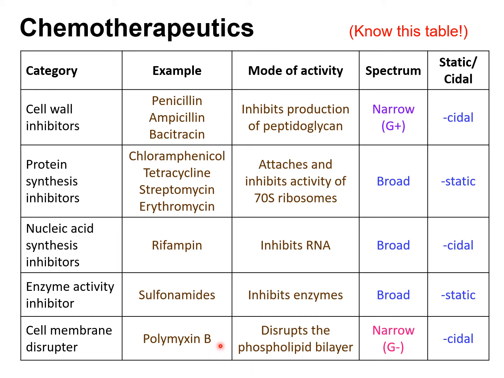Polymyxin B, one thing to know about them is they work, by the way, really well against Pseudomonas bacteria, for example, Pseudomonas aeruginosa. And those are cidal. They're going to be able to kill the bacteria. So Pseudomonas aeruginosa is a gram-negative, and again, polymyxin B works really well against it.